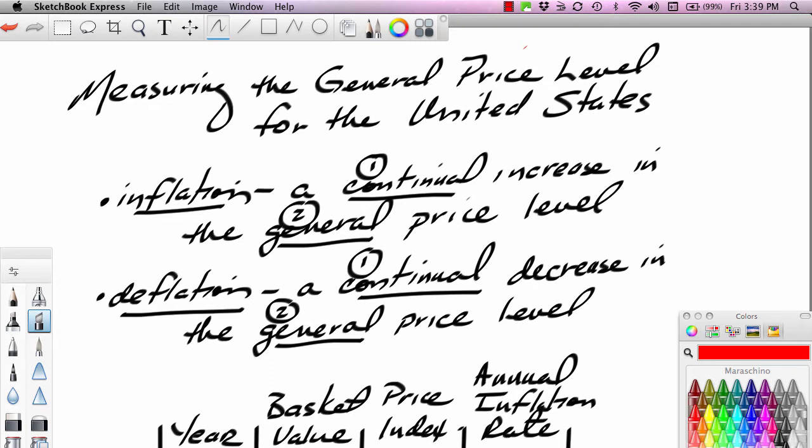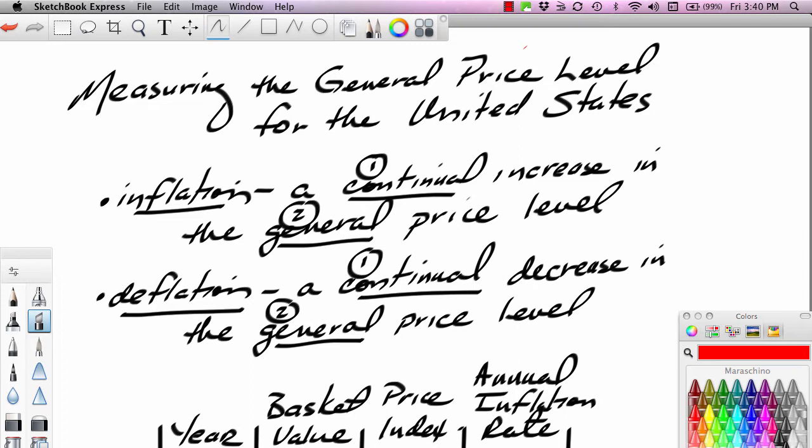So we have to come up with a measure of the general price level that captures the diversity of prices and the importance of some goods over other goods. And so what we're going to do in this particular lesson is take a look at how the general level of prices is actually measured. Now, before we dive into the actual measurement methods, let's just get a couple definitions out of the way.